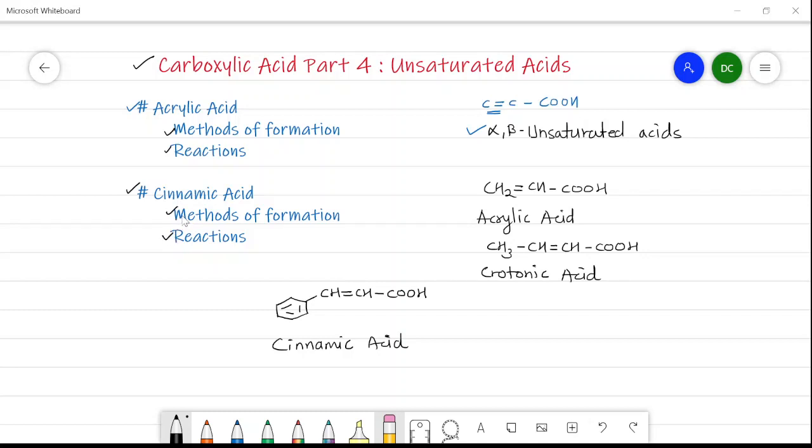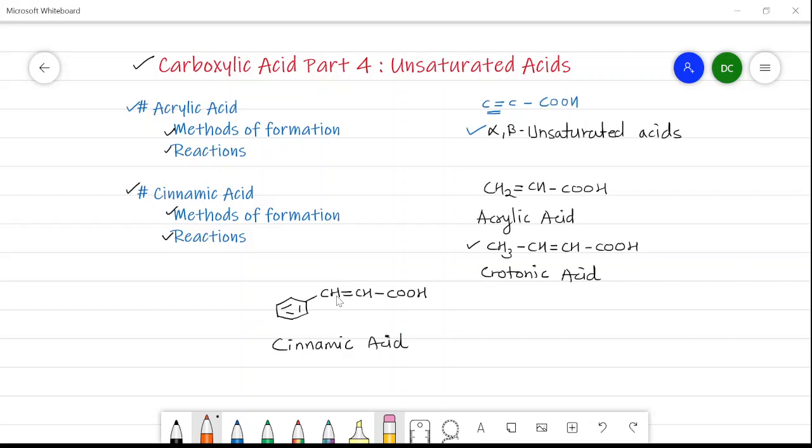Now, an example of an alpha beta unsaturated acid other than acrylic and cinnamic acid, I have written here: crotonic acid. The acrylic acid is the simplest alpha beta unsaturated acid, where the CH2 double bond CH is directly attached with the COOH group. But in crotonic acid, one of the hydrogens from acrylic acid is replaced by CH3. So there is CH3CH double bond CH COOH. And in cinnamic acid, one of the hydrogens is replaced by the phenyl ring. It is called cinnamic acid.